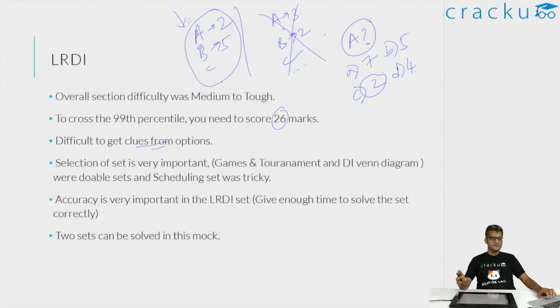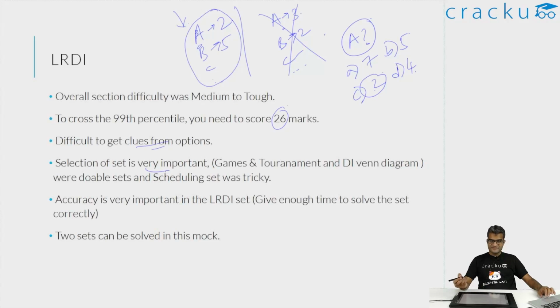I don't expect many people to actually get it correct or be able to solve it in 20 minutes. It is a time sink. So that is the reason you might not gain a lot from the options from the scheduling set. Again, the games and tournaments is an individual question set. By individual question, I mean each question is kind of independent from the rest. And then you have activities, the Venn diagram set. Again, not much can be done by the options. That is what we mean.